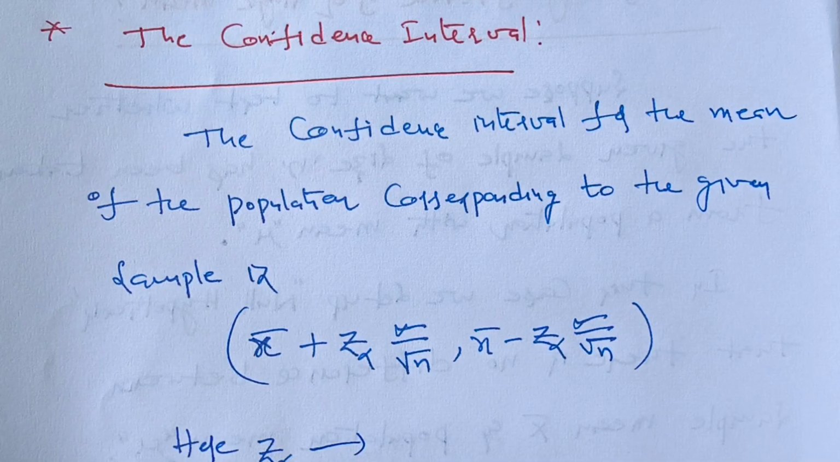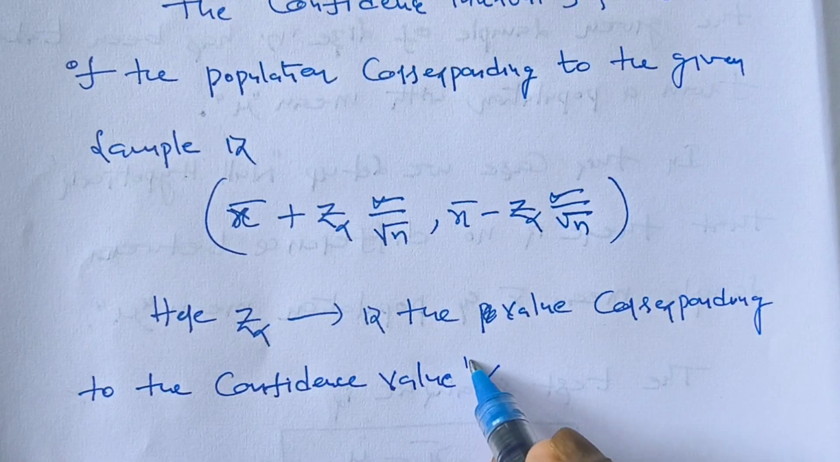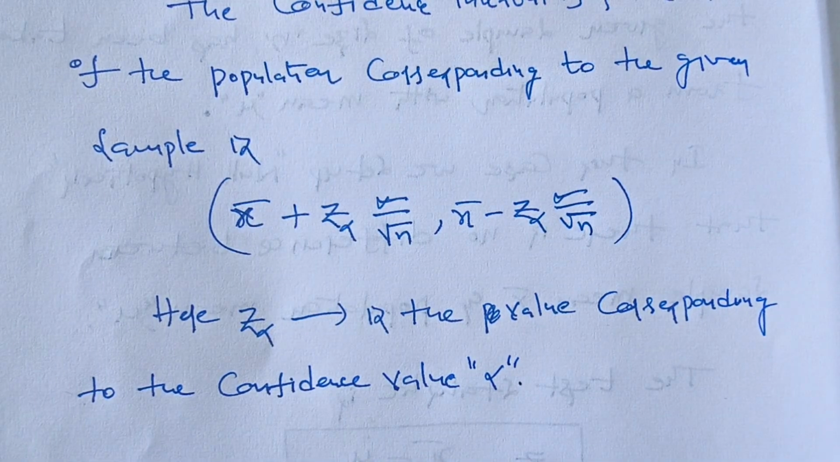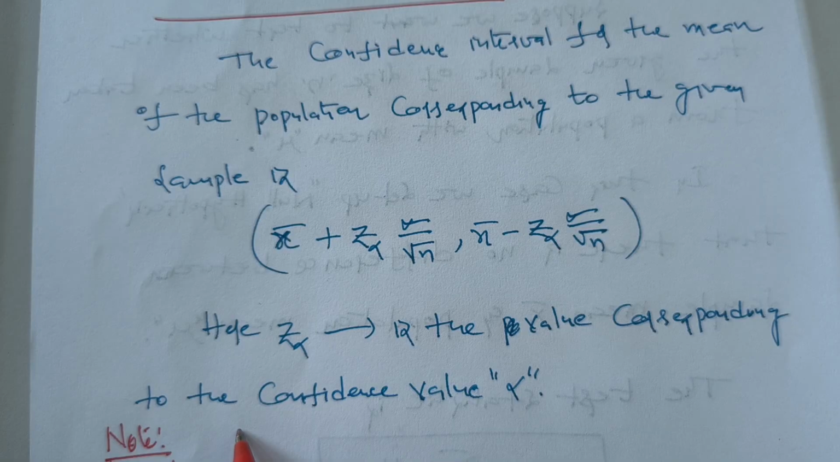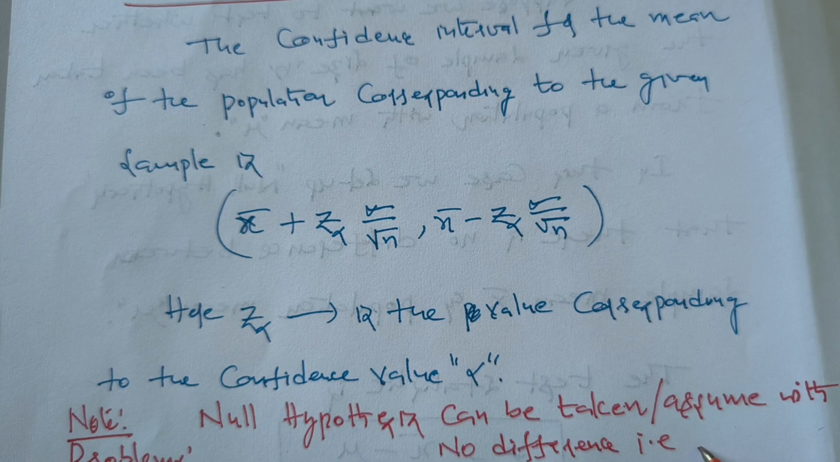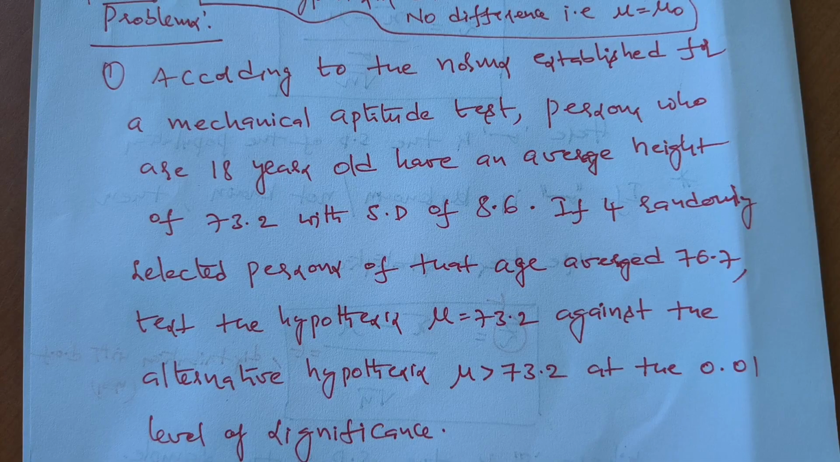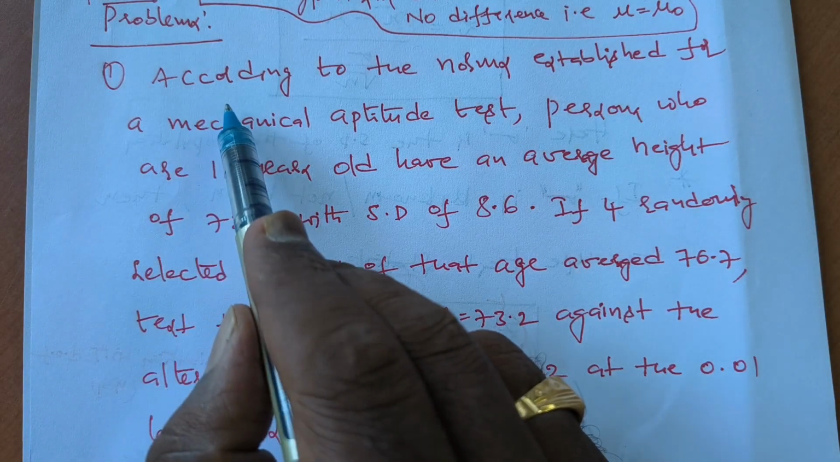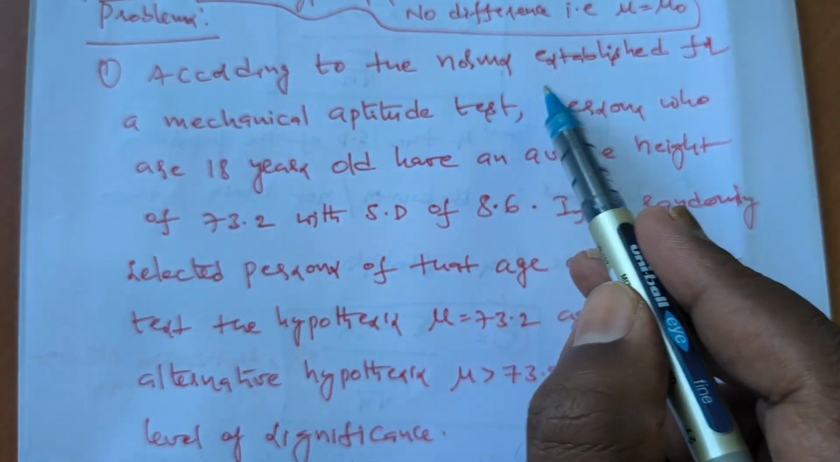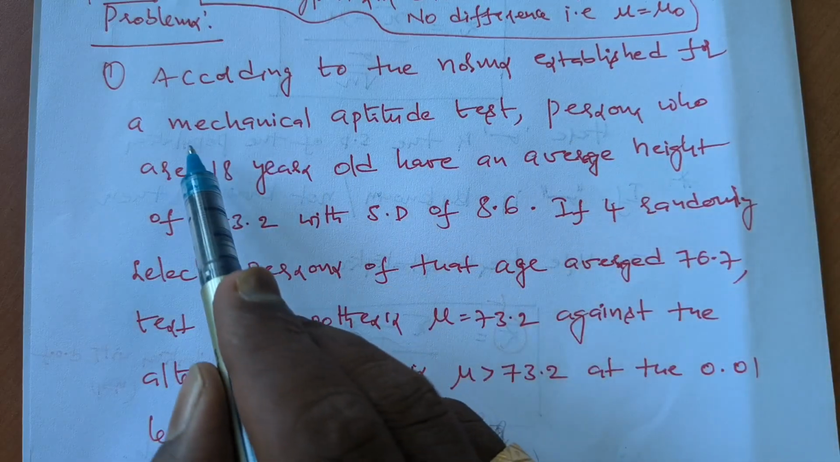Here z alpha is the value corresponding to the confidence level or the given value alpha. Here we have one note: the null hypothesis can be assumed in the case of single mean as no difference, that is mu equals mu naught. With the help of the above information, we are going to solve a problem here.